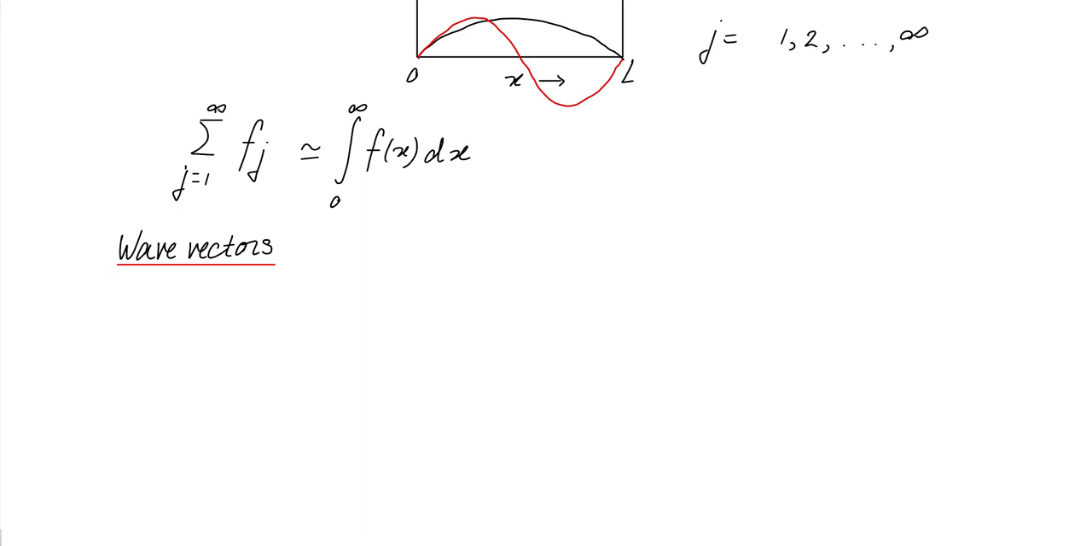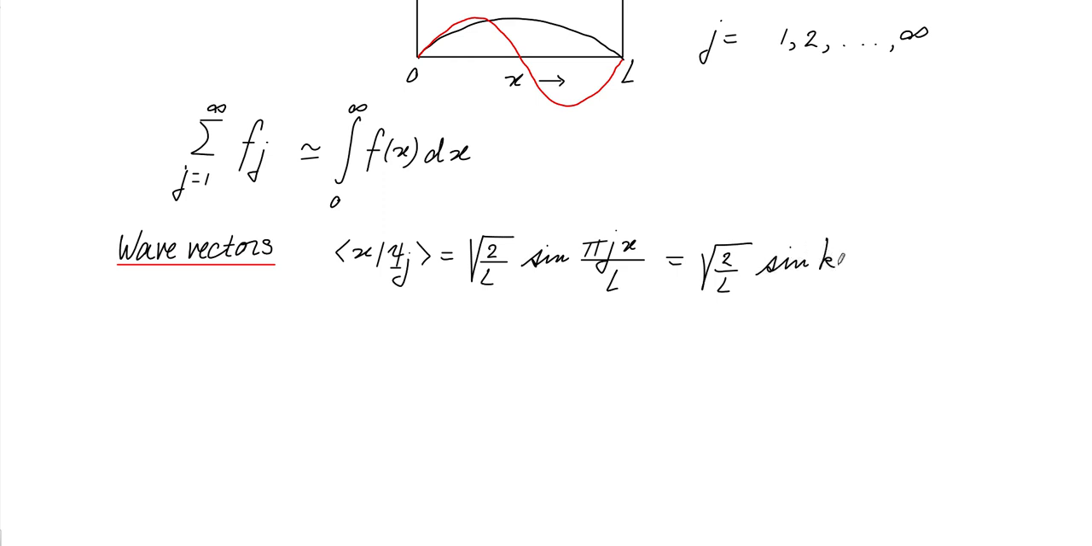Instead of summing over j, we can also sum over the wave vectors. Recall that the solution to the Hamiltonian, psi j, was given as the square root of 2 over L times the sine of pi jx over L. That can also be written as square root 2 over L sine kj times x, where kj is now defined as j times pi over L. And that gives us an equidistant grid of kj's, and the spacing between two subsequent k values, delta k, is given as pi over L.